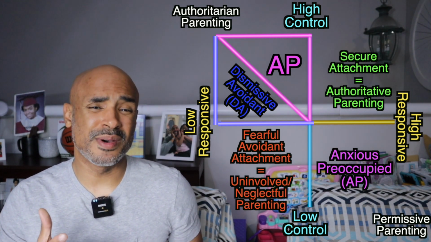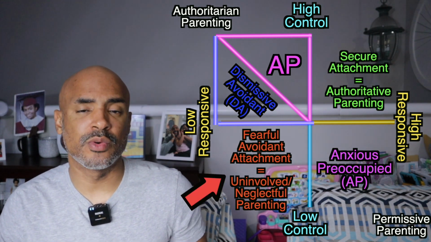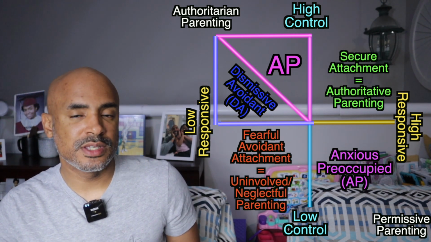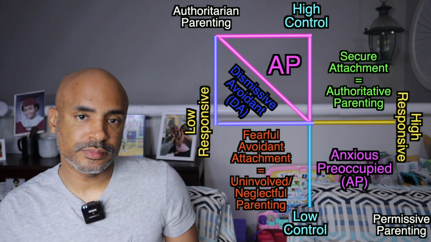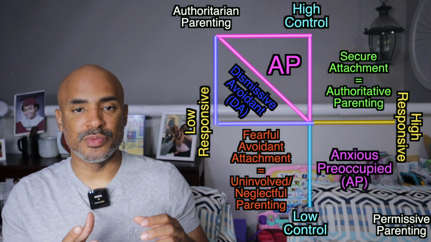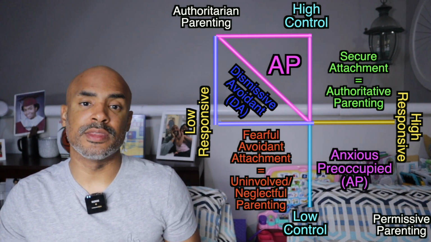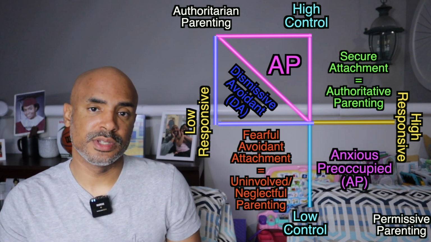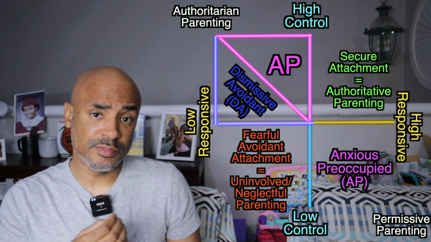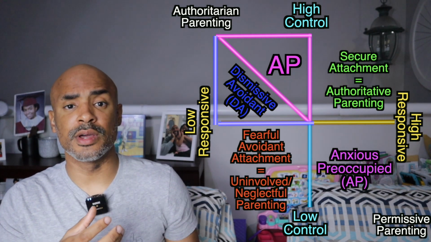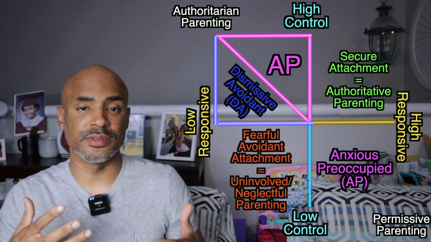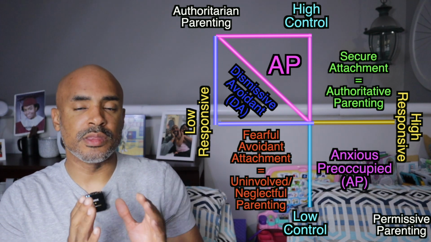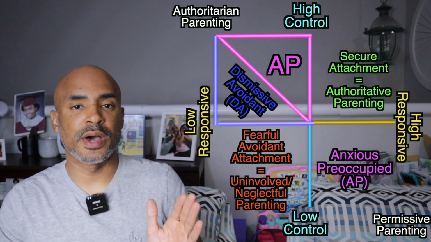But today's focus is going to be about fearful avoidant. That's going to be that bottom left corner. And if you look at it, they have low responsiveness and low control. Right? And a lot of times what's associated with fearful and the uninvolved and neglectful parenting has to do with some type of abuse. Severe neglect, or severe physical abuse, sexual assault, things like those types of abuses, something really severe. And you have to look at and categorize it from responsiveness.